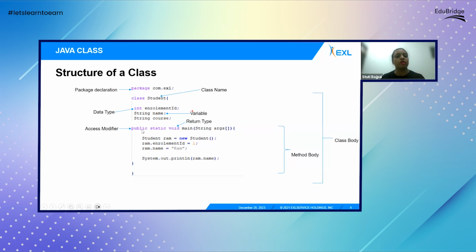Is it going to return an integer? Is it going to return a string? Void means it is not returning anything. So if your method just performs some function and does not return anything, we use the return type void. The arguments are passed in the brackets, and these are the input parameters that method requires to perform a certain function.